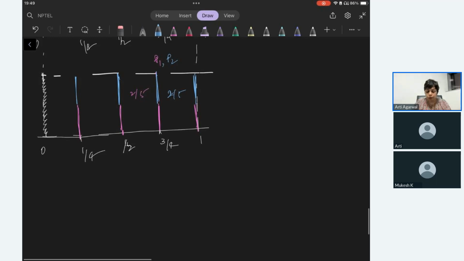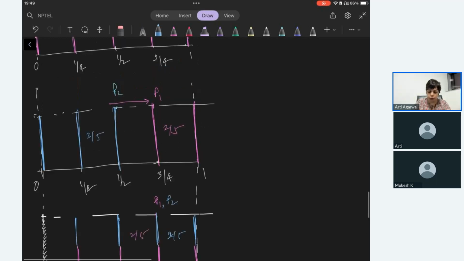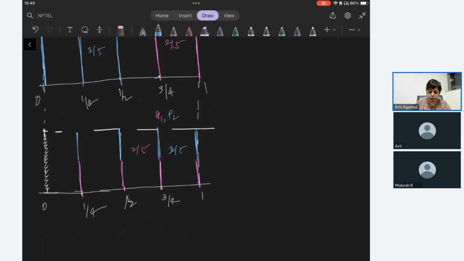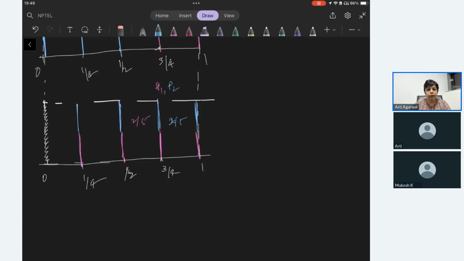But if you see P1 here, if he moves to the center to half, he can regain all those votes from 0. Right? And if P2 remains at 3 by 4 and P1 moves to the center, he will get all the votes from people at 0, half, and quarter. Right? So he wins. He gets 3 by 5 votes, whereas P2 is remaining at 3 by 4, so he gets only 2 by 5 votes.